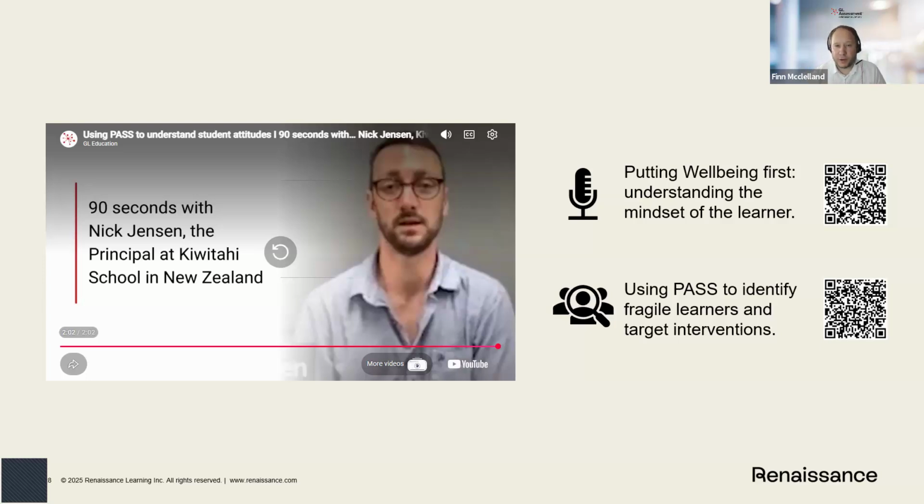There's a couple of QR codes on the screen there, which I would encourage you to scan. There's a podcast and another case study, which, if you want to look at in your own time, more schools discuss how PASS has been used to identify fragile learners and target support.